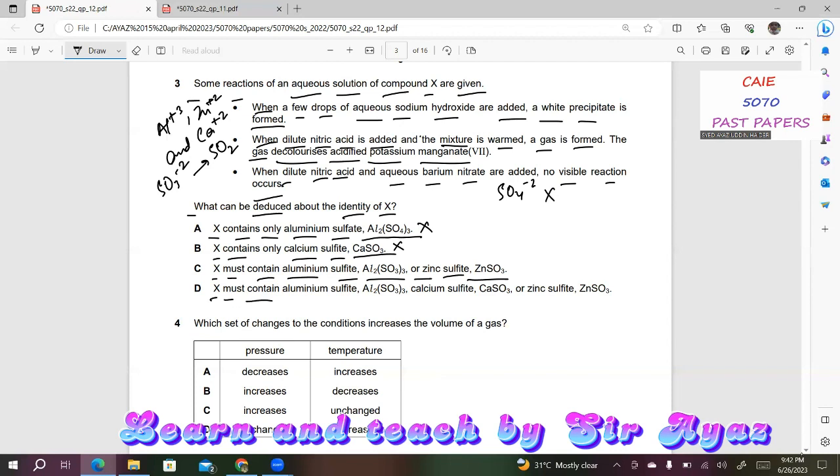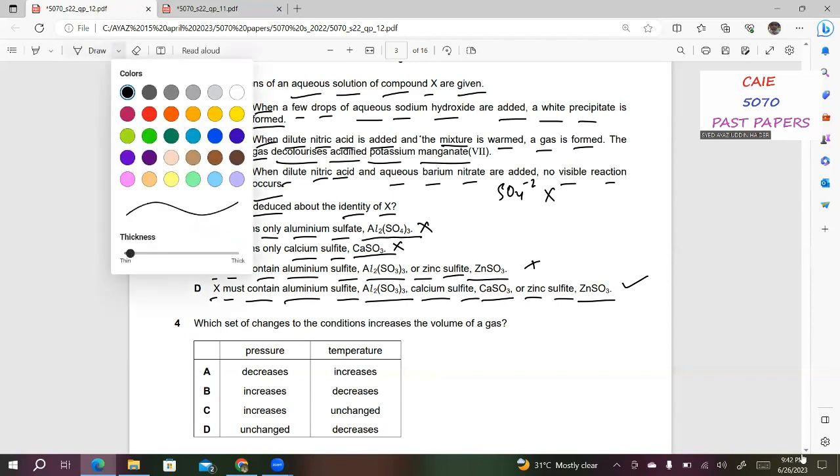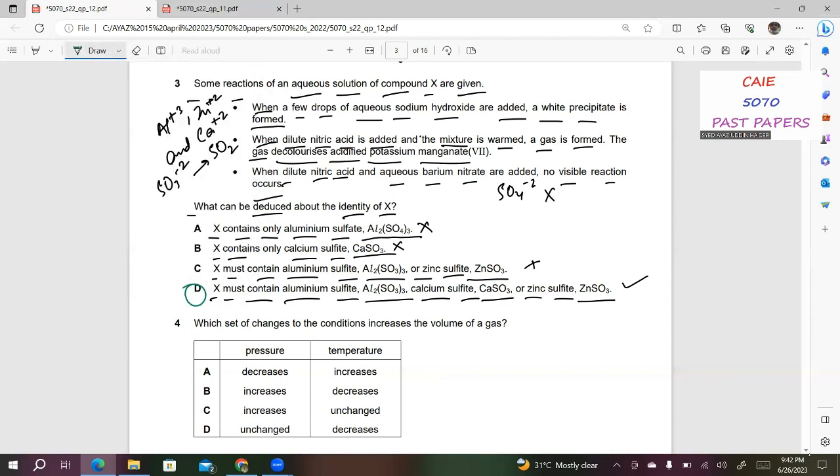X must contain aluminum sulfite, Al2(SO3)3, yes. Calcium sulfite, CaSO3, correct. Or zinc sulfite, ZnSO3. This is the correct statement, only correct statement here. So only choice D will be the right answer here.